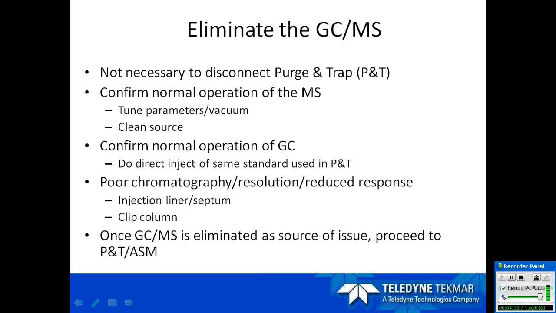First, we want to go through and try to eliminate the GC mass spec. It is not necessary to disconnect the Purge and Track, because it is cut into your inlet lines. The first thing you want to do is confirm the normal operation of the mass spec.